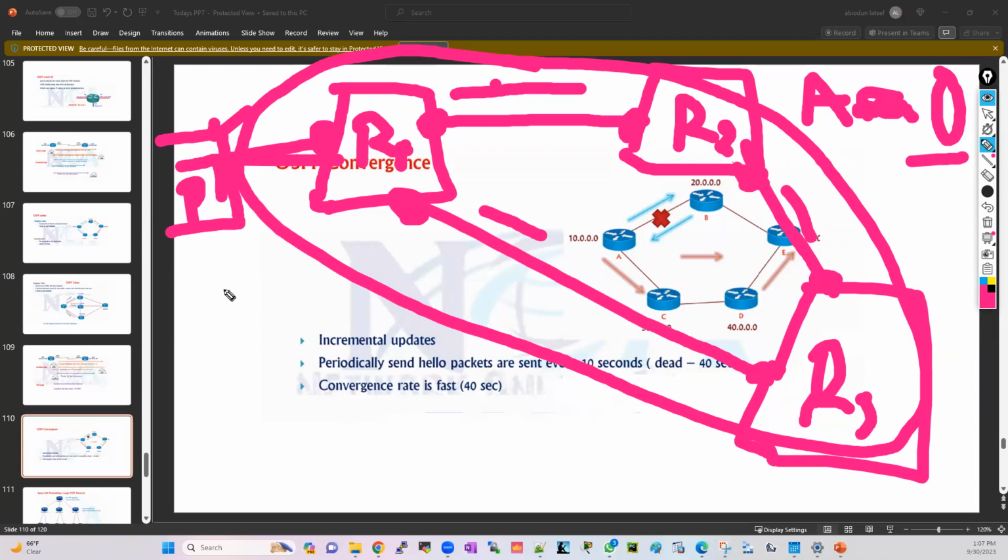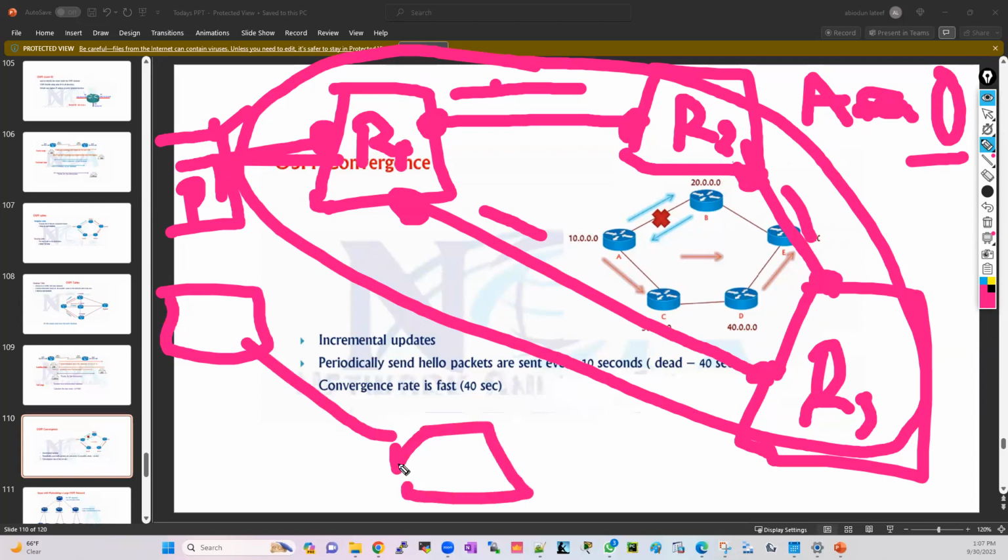But let's assume we don't have area 0. Area 2 cannot connect to area 1 to get updates, like a station. Because when traffic is coming, area 0 will be the one that disseminates information. It knows where to route to, and where to send a particular packet.